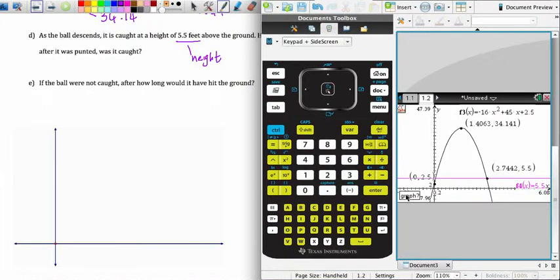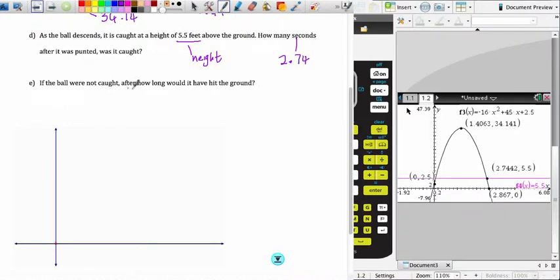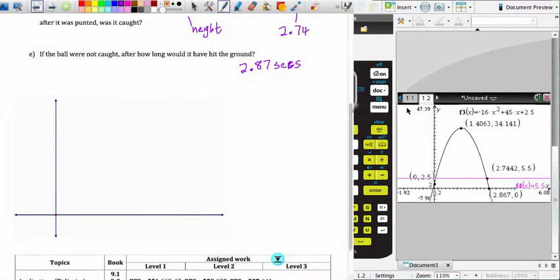Which graph, of course, because both of them may have zeros. I'm going to click on the parabola. That's the zero we want. Go to the left, go to the right, and there we have our zero, 2.867, which of course rounds to 2.87 if you're rounding to two decimal places. So after how long would it hit the ground? After 2.87 seconds is when the ball would hit the ground if it were not caught.